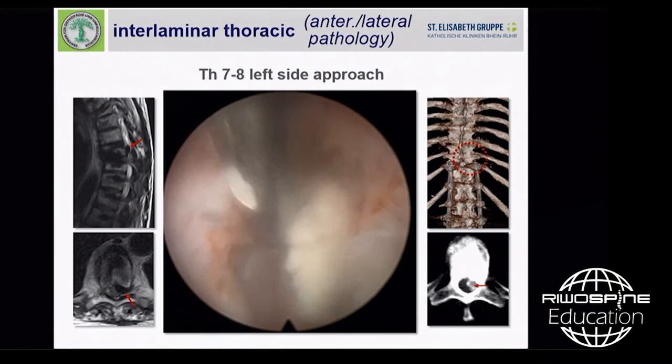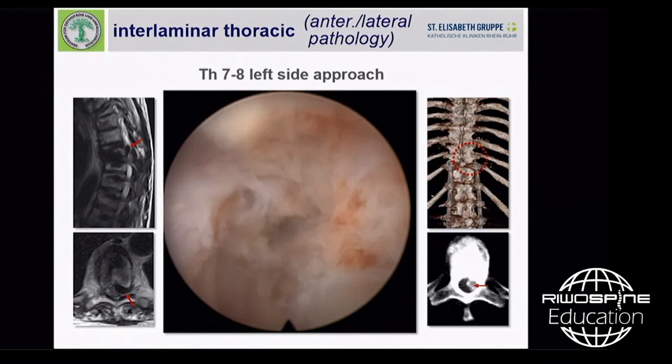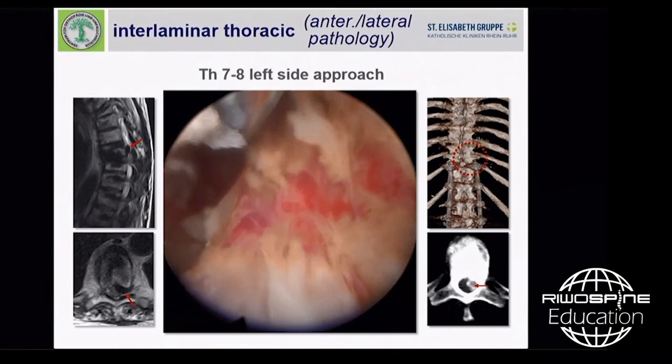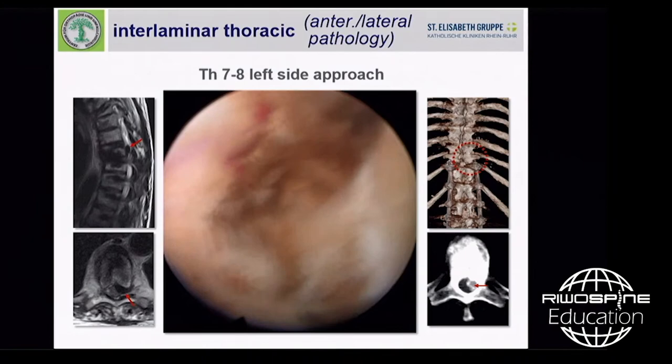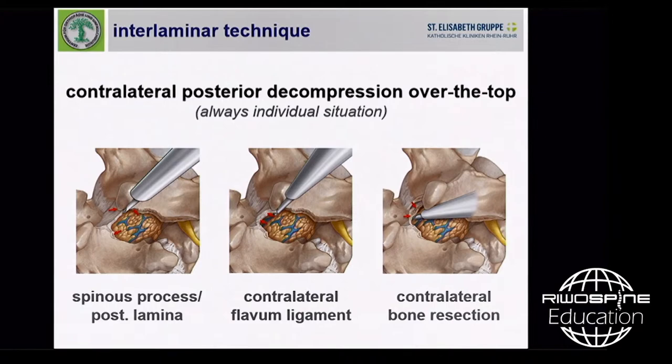Yeah? You cannot manipulate the myelin, but you can touch it and you can lift it a little bit with your instruments. Because due to the 25-degree optical system, you can look underneath the myelin. Yeah? Thoracic nerve and the thoracic myelin. That's the foramen area here. Good, but we have also the possibility to decompress also over the top to the contralateral side. That's also possible at the cervical spine.